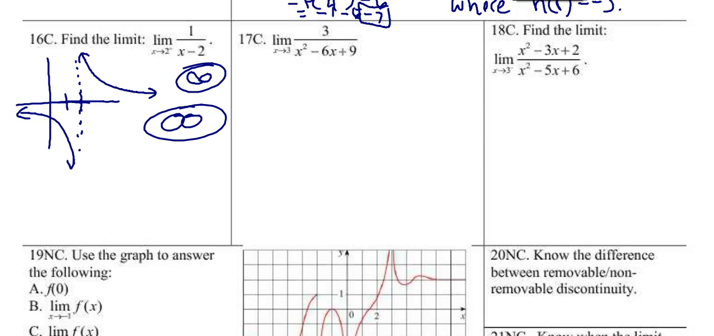17, I notice if I plug 3 in, I get 9 minus 18 plus 9, and that's going to give me 0 in the denominator. So, it is a non-removable discontinuity. It is a vertical asymptote at 3. Actually, what this graph looks like, if we factor the bottom, we have x minus 3 squared.